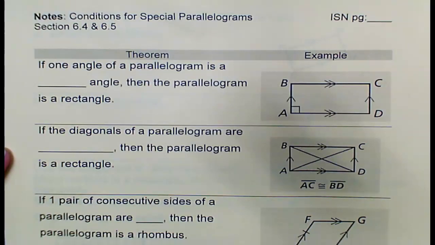Remember that the definition of a rectangle was a quadrilateral with 4 right angles. The definition of a rhombus was a quadrilateral with 4 congruent sides, and the definition of a square combined the two. It was a quadrilateral with 4 right angles and 4 congruent sides. So that was just a review of our special parallelograms from the previous set of notes. Today we're going to discuss these figures and how to show that they are in fact our special parallelograms.